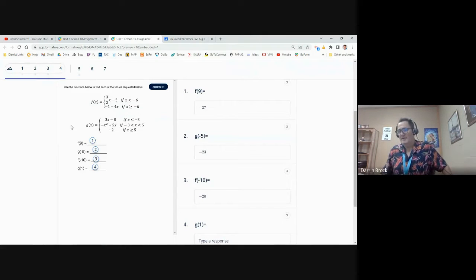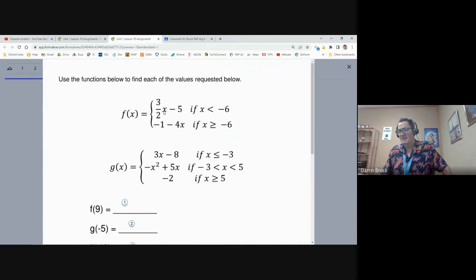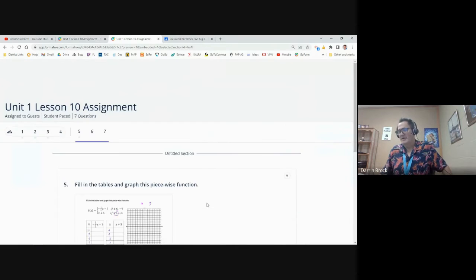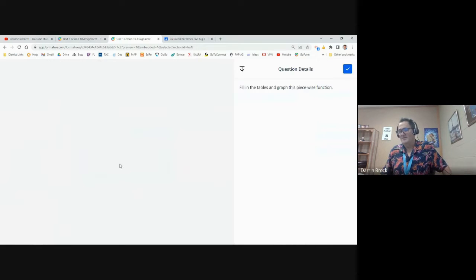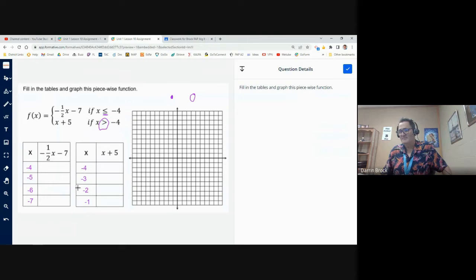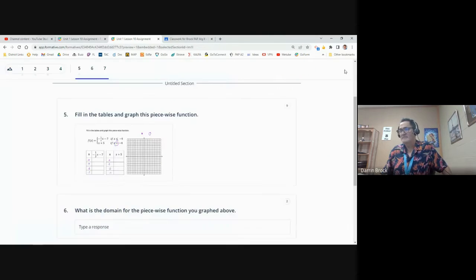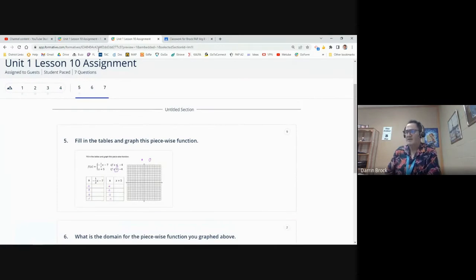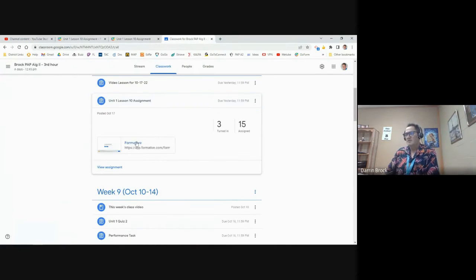And 4 of them were based right off these functions right here at the beginning, these 2 functions. And then after that, you had where you got to fill out the function yourself and graph it. And then write the domain and range. And that was it. That was the entire lesson for last week. So that's all we had.